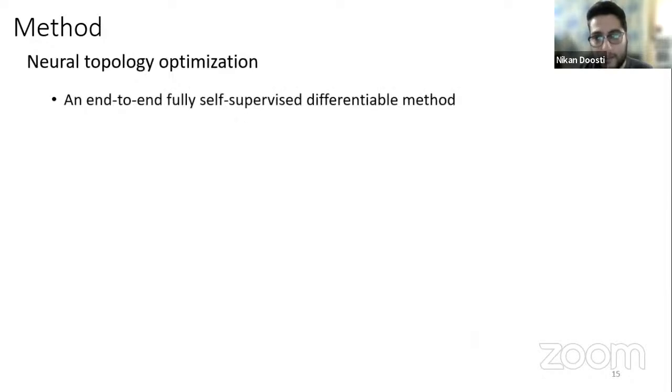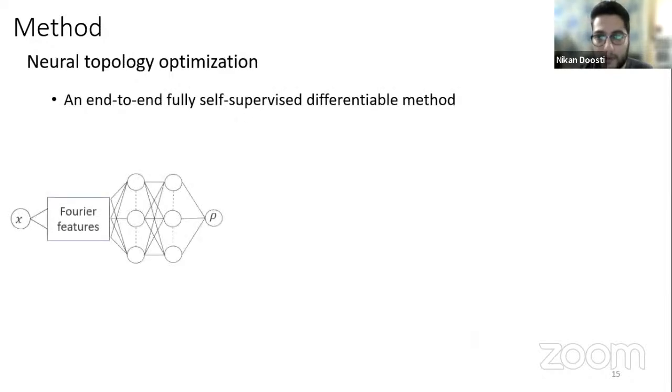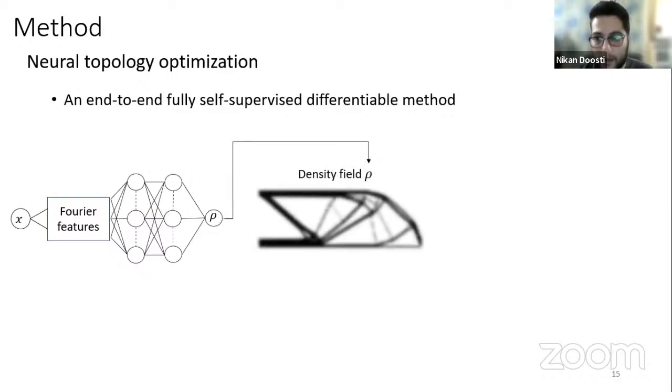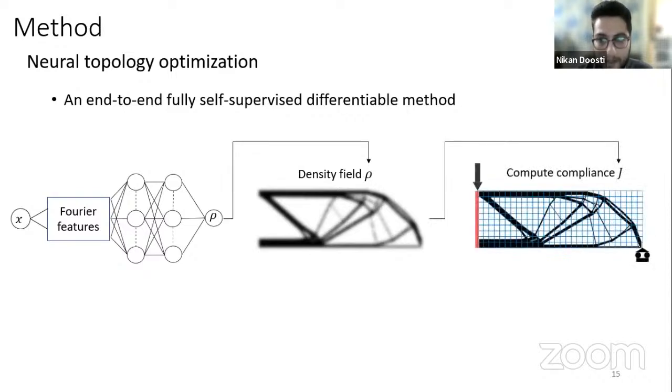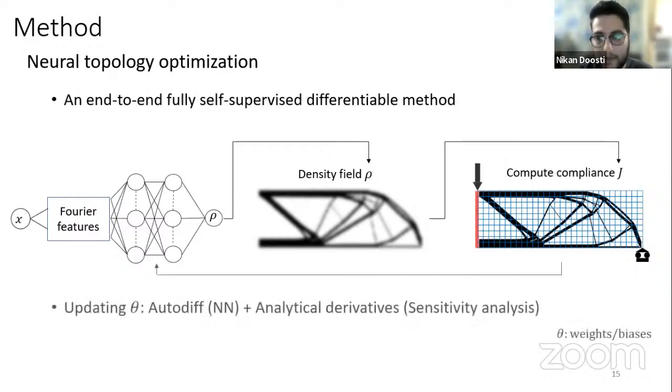Using this sort of parameterization gives us the ability to have a fully differentiable self-supervised pipeline. It includes first the neural design parameterization that outputs a density field that is being evaluated using a conventional voxel-based solver to compute compliance J as our main objective function. To update theta, the weights and biases of the neural network, we use sensitivity analysis, the analytical derivative of the compliance with respect to density field, and autodiff.